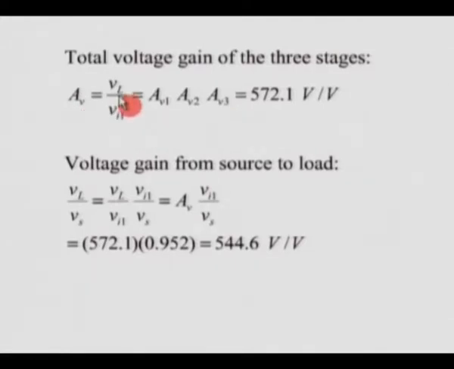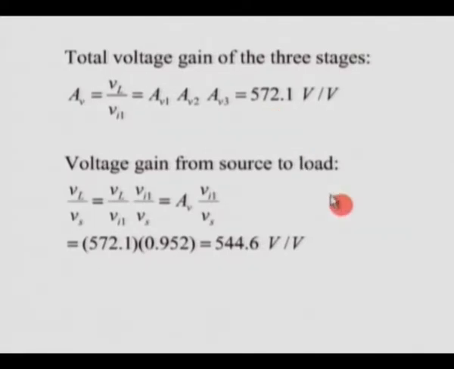Now, if we calculate the total gain of the 3 stages and if we call it AV, this will be nothing but VL divided by VI1. VL is the voltage developed across the load, VI1 is the voltage at the input to the first stage. So, that is nothing but the product of the 3 voltage gains we just now computed, AV1 into AV2 into AV3. Now, if you do the calculations, you will get that to be approximately 572.